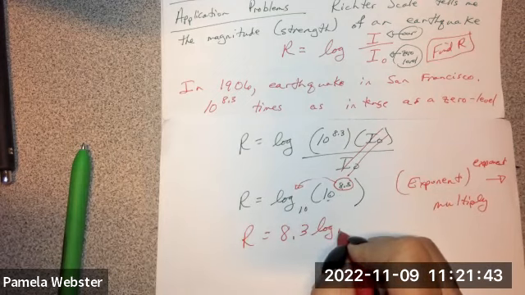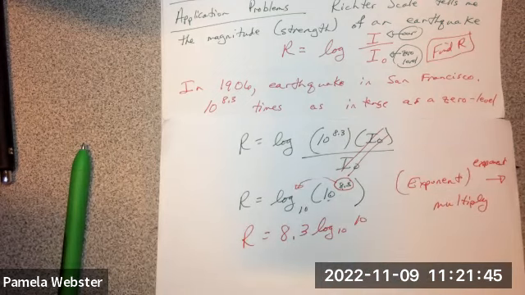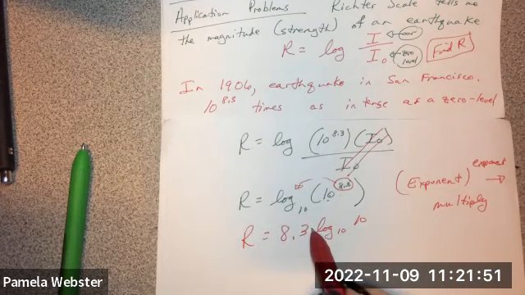8.3 log base 10 of 10. Okay. I'm going to pull that 8.3 out in front. That's being multiplied, right? 8.3 times the log. Yeah, I'm going to absolutely pull that out.